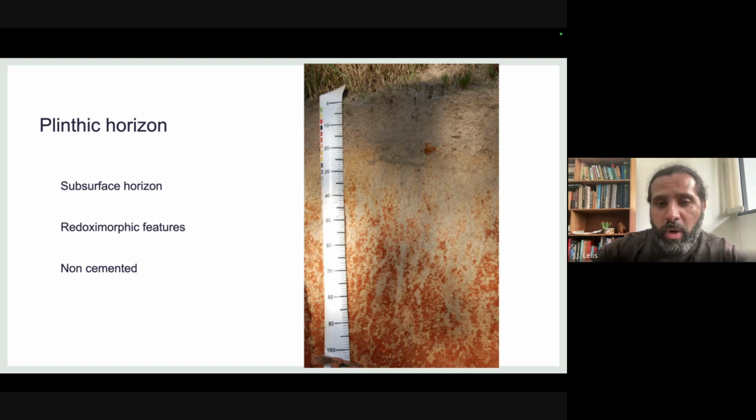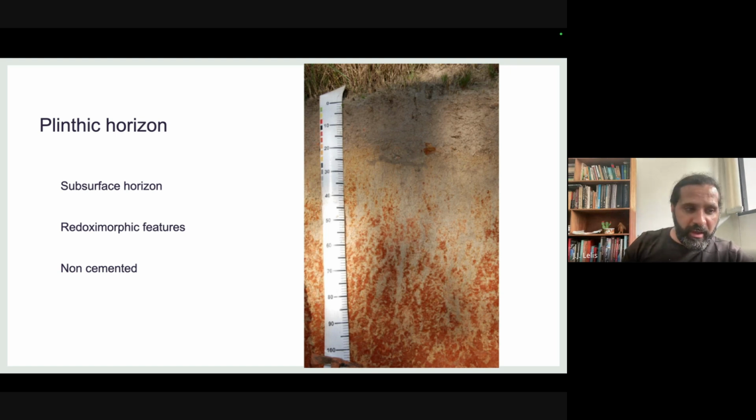And I also could register the plintic horizon. That's also one step before the petroclintic and pisoclintic horizons. The plintic horizon registers some redoxymorphic features, and it is not cemented by iron and/or manganese, okay? So the plintic horizon only shows you that at that specific depth it is suffering, or suffered in the past, some oscillation of the water table level.